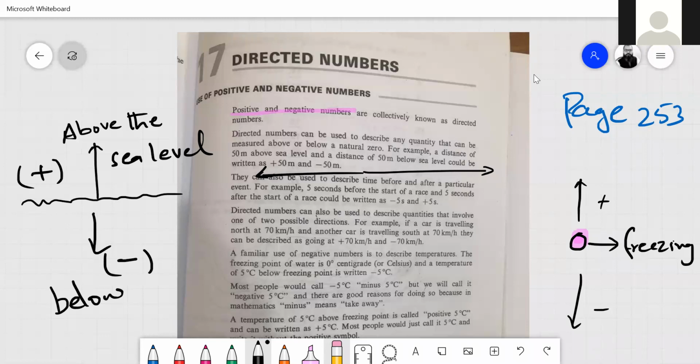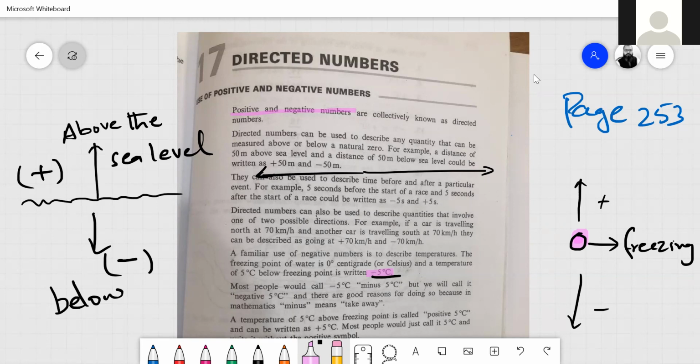And a temperature of 5 degrees below the freezing point will be minus. We can say this is minus 5 degrees below the freezing point. Above the freezing point, or greater than the freezing point, will be used with plus. Most people would call it minus 5 degrees, but we will call it negative 5 degrees.